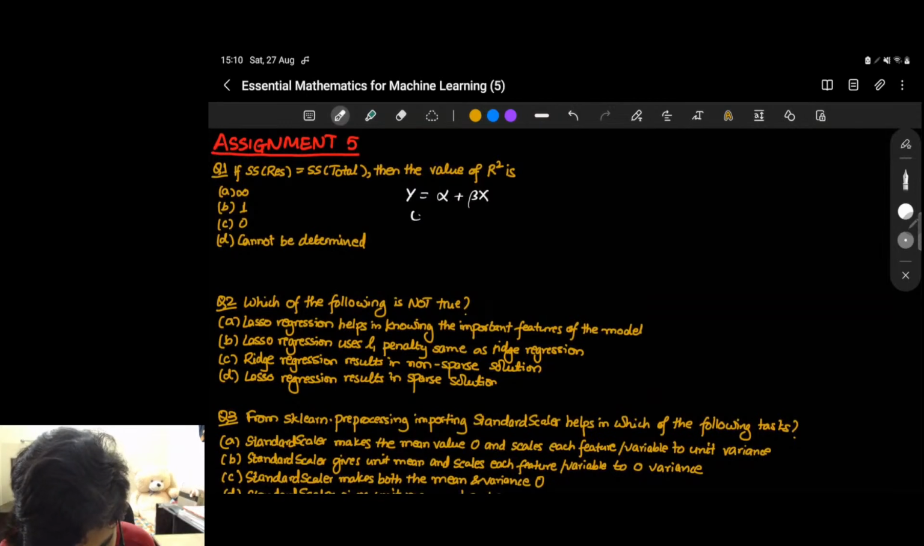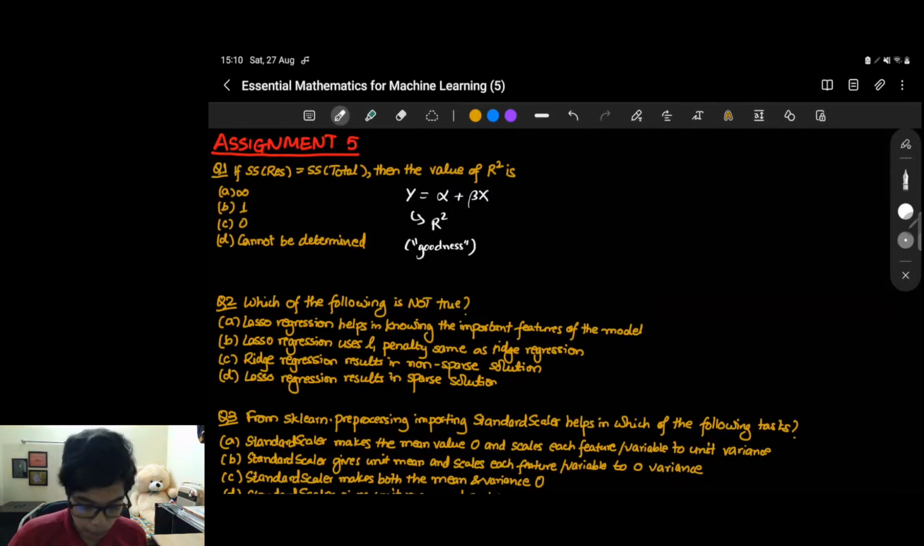Your output variable is some constant plus multiples of the input variable. So in this, you define the R squared quantity. What is the R squared quantity? It is basically the goodness of your fit. How good is the fitting model that you have come up with?